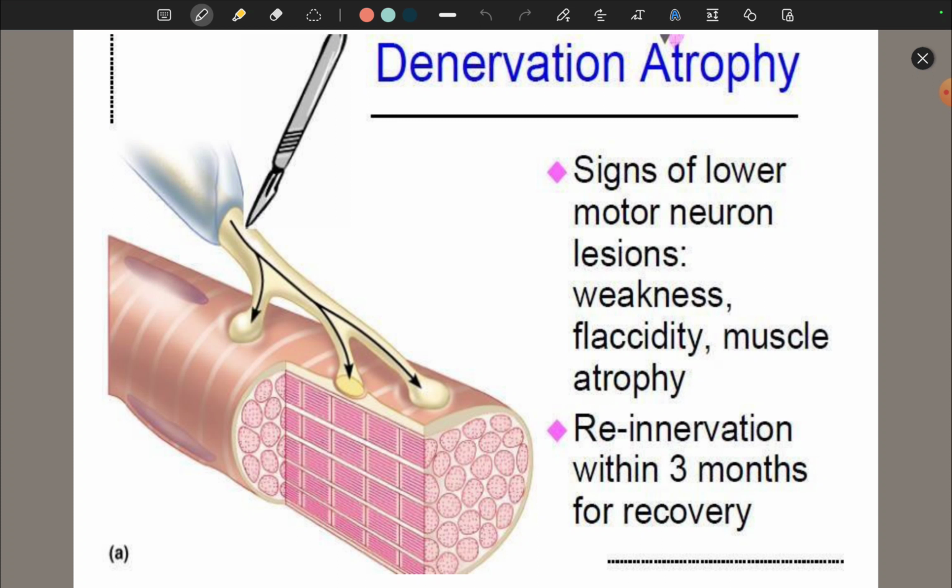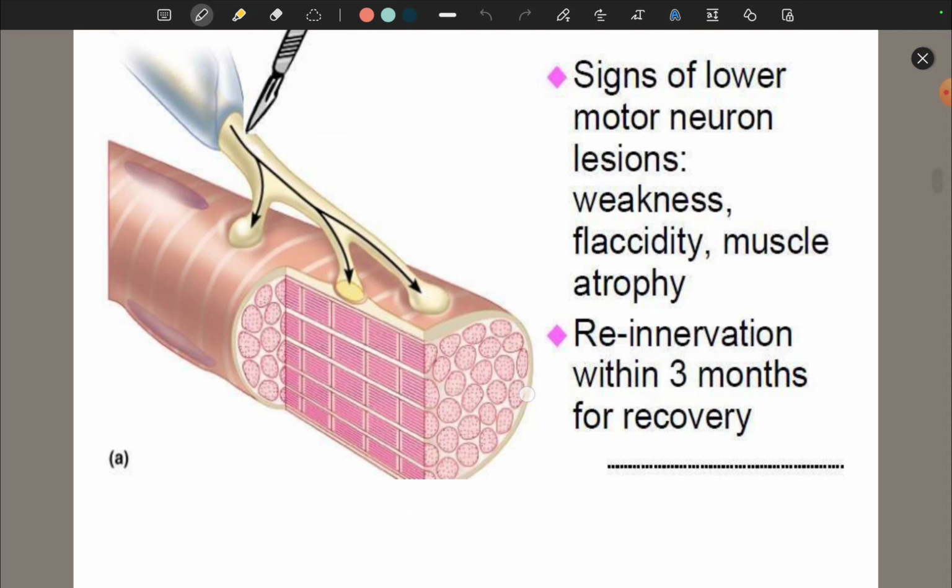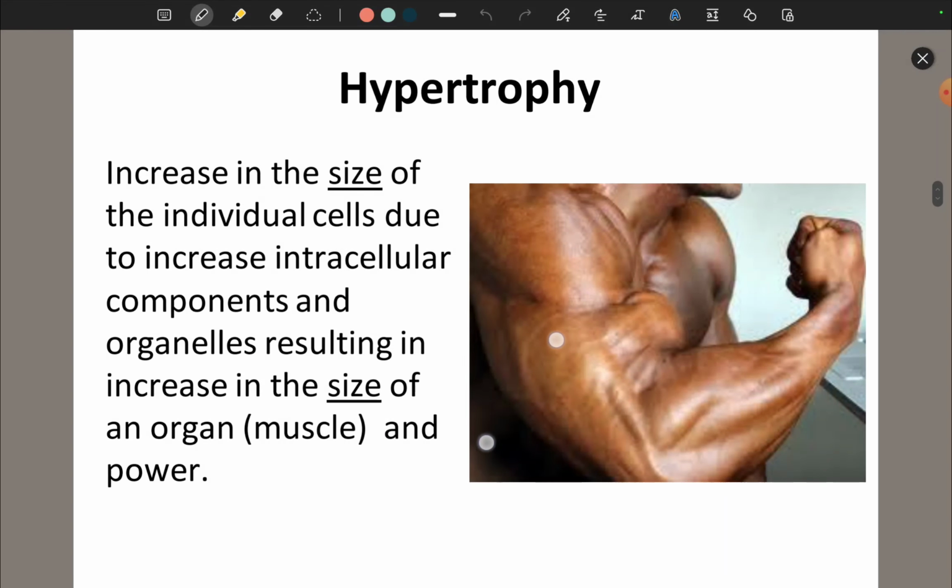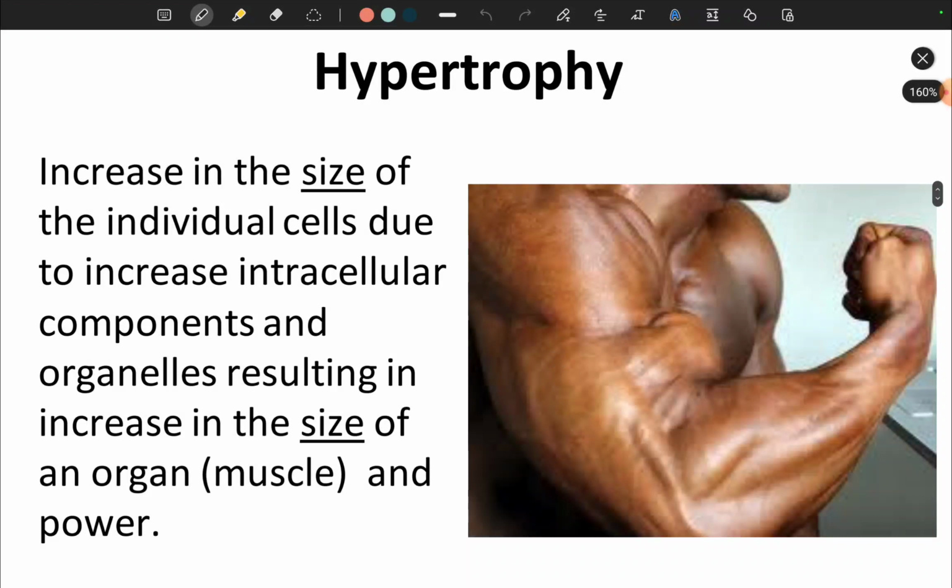Okay, no problem. Let's go now to the opposite, which is hypertrophy. Hypertrophy, as we said, is an increase in the size of the individual muscle fiber as a result of increased intracellular content. So if the whole cells or the majority of the cells of a muscle increase, the net effect is increase in the size of the muscle itself. You can notice that there is increase in the size of the muscle itself, and definitely the power.